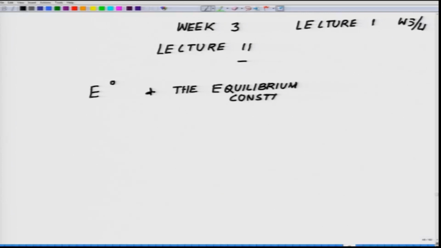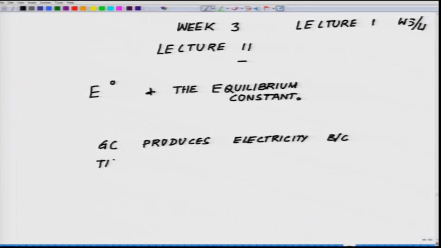What I highlighted just now is that a galvanic cell produces electricity because the cell reaction is not at equilibrium. This is one of the fundamental things.